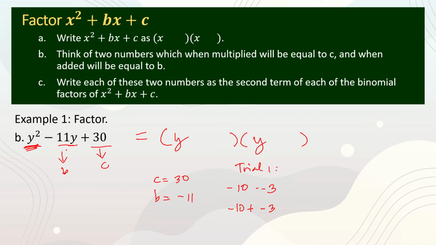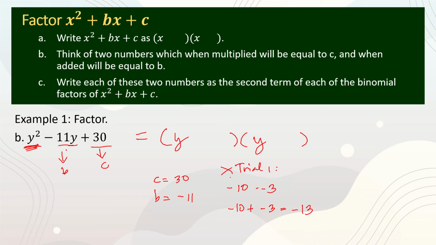So you have to master your rules in operation on integers. So review on that. Negative 10 plus negative 3, they have the same sign, so that means you're supposed to add the 10 and the 3. So that's 13. And copy the common sign, negative. However, the B is negative 11, not negative 13. So hindi tama yung trial 1 mo.